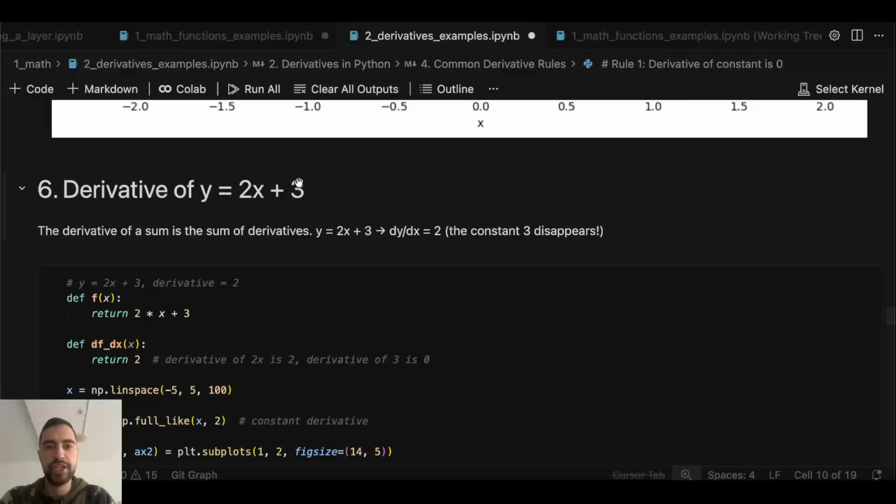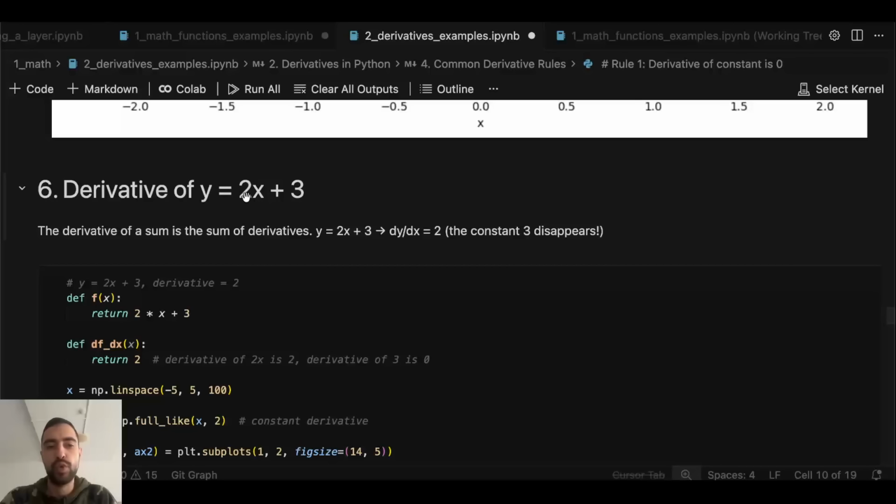Some other derivation rule. If you have a function 2x plus 3, you can find derivatives of each of these separately, around plus or minus. So you can find the derivative of 2x and the derivative of constant 3. And the rule is that constant 3, any constant, becomes 0. So it will just be plus 0, so we can omit that.